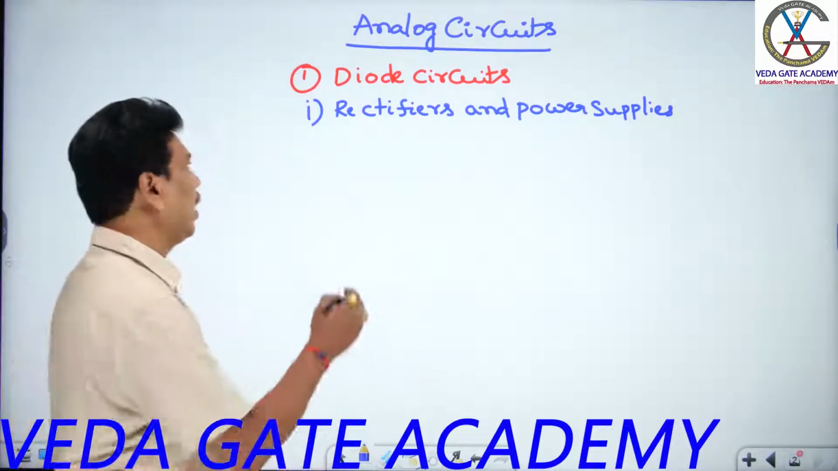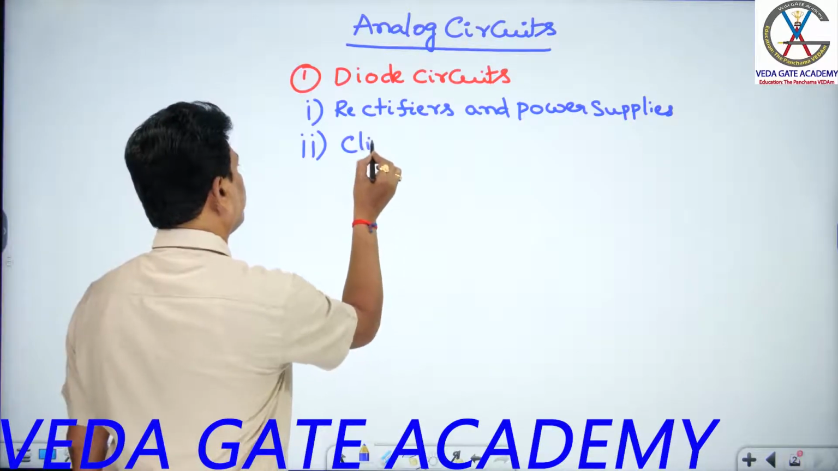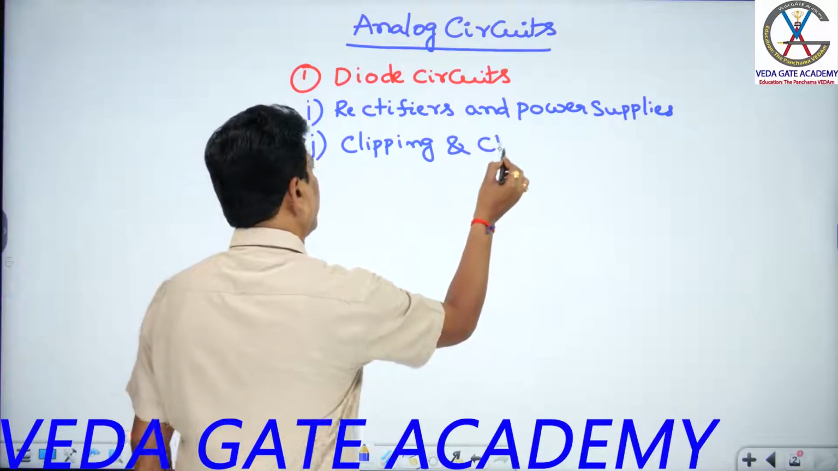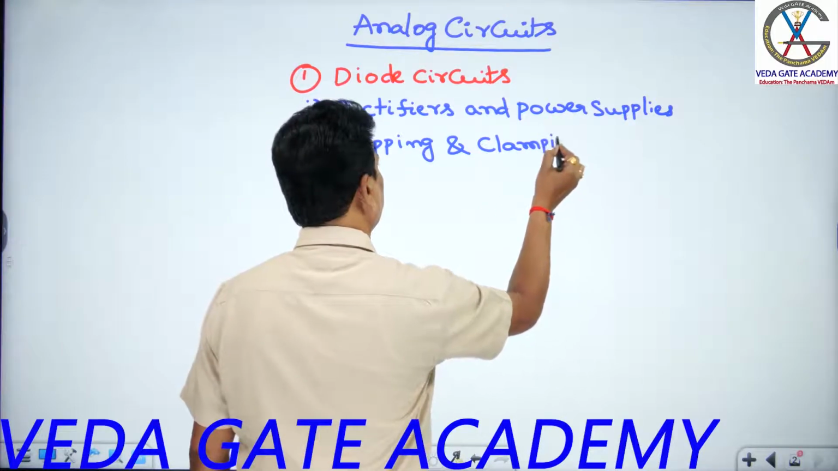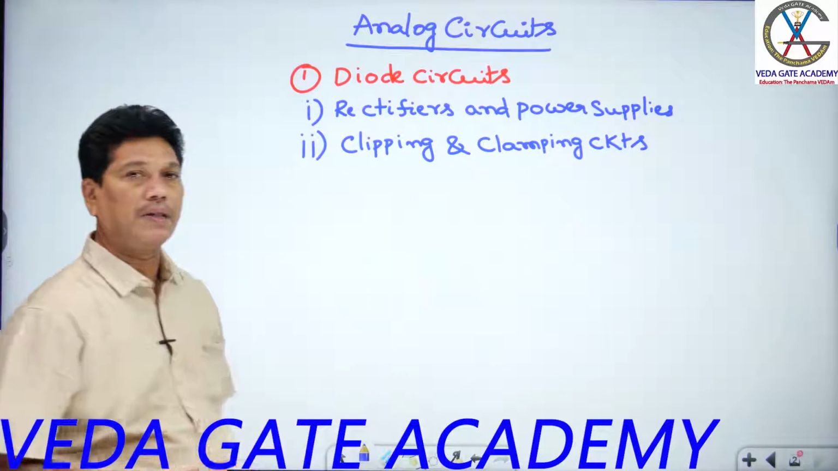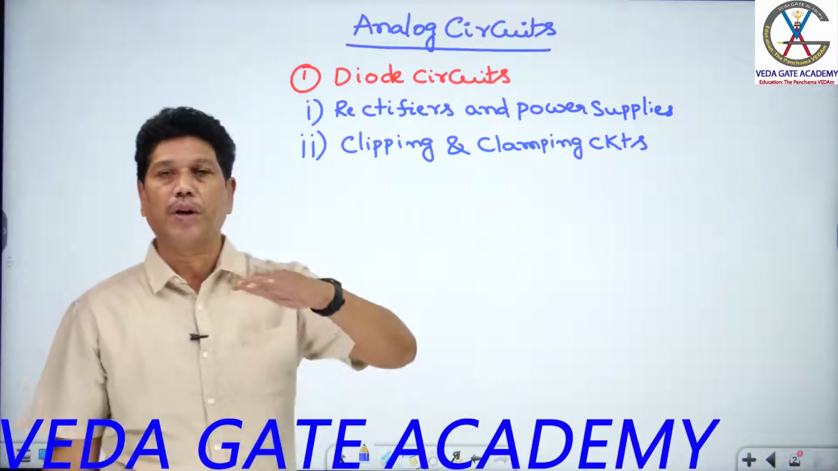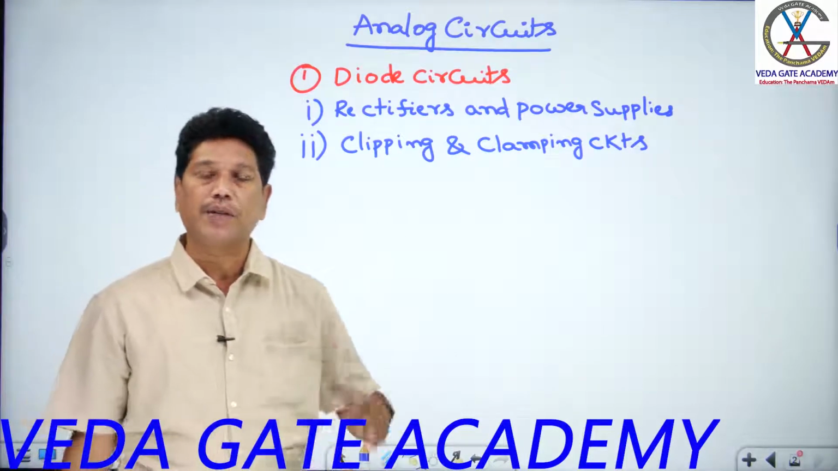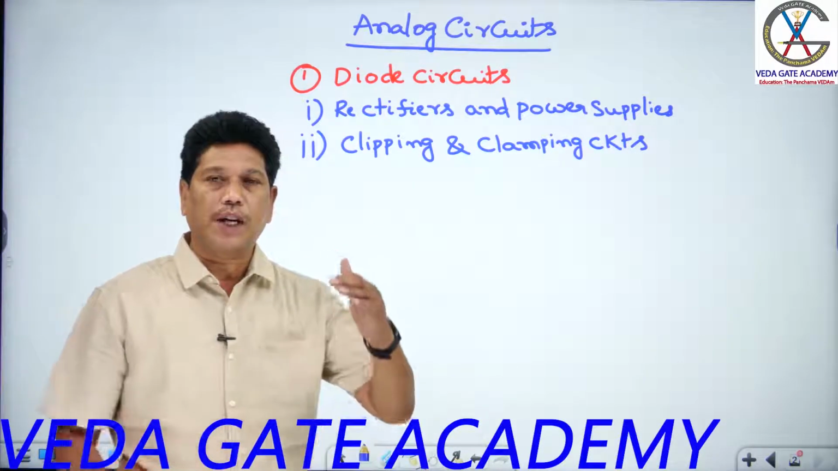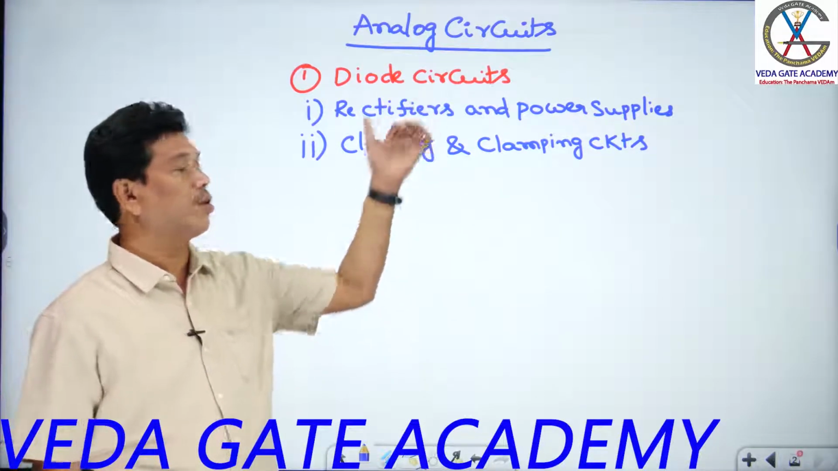Rectifiers and power supplies. Other than this, under diode circuits, one more thing you will discuss here: clipping and clamping circuits. What is the clipping circuit, sir? A clipping circuit is used to clip, that is, remove a selected portion of the signal waveform, either a part of the positive cycle or a part of the negative cycle. The selected portion of the input signal waveform can be clipped off by using a clipping circuit. That is the application of a diode.